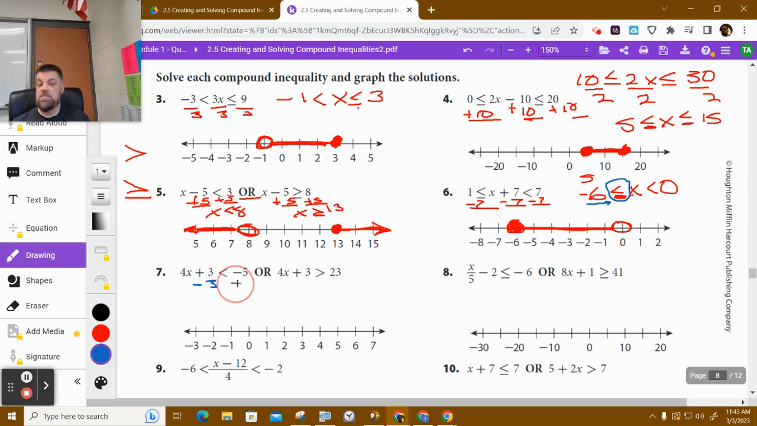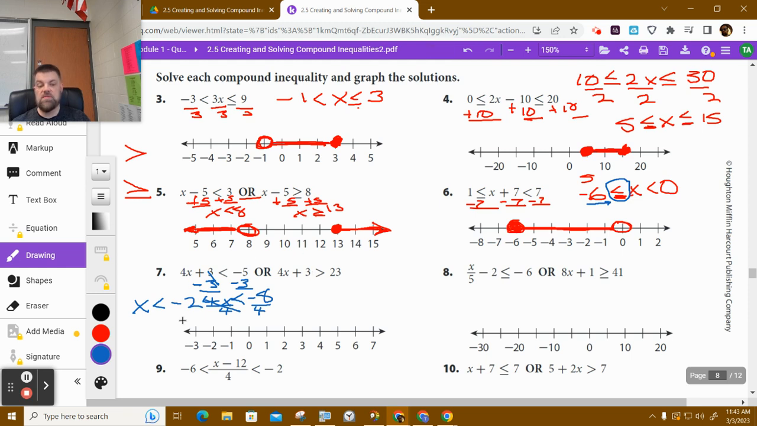You subtract it. So when you subtract 3 from both sides, these cancel and I get 4x is less than, what's negative 5 minus 3? 8. So now I'm going to divide both sides by 4, and I get x is less than negative 2. Is that an open or closed circle at negative 2?